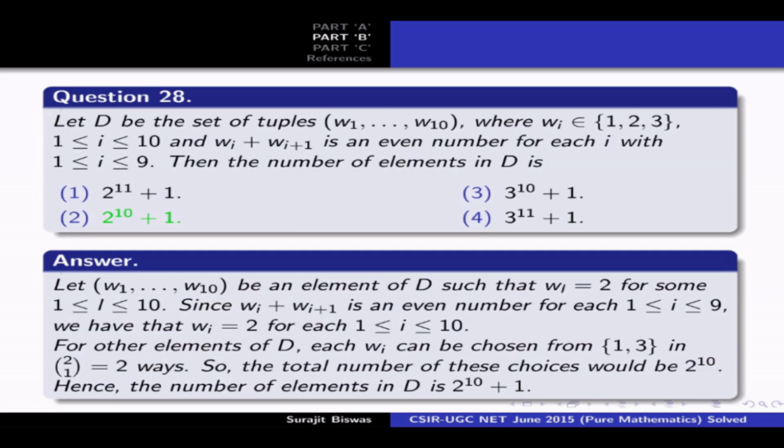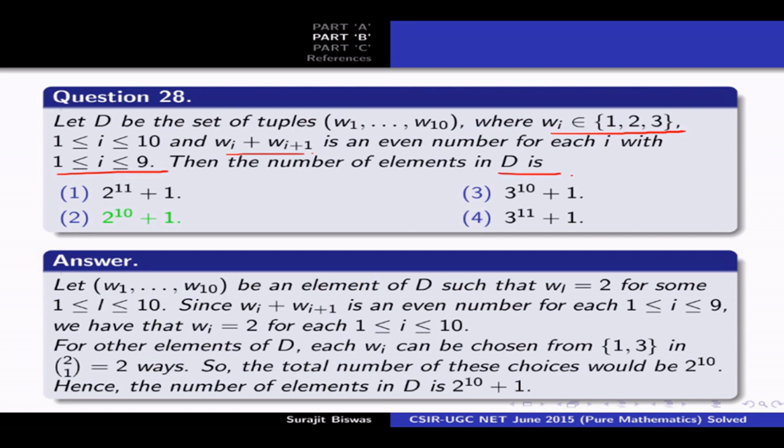Question 28. Let D be the set of tuples (W1, ..., W10), where Wi belongs to {1, 2, 3} for 1 ≤ i ≤ 10, and Wi+1 is an even number for each i with 1 ≤ i ≤ 9. Then the number of elements in D is, we have 4 options.